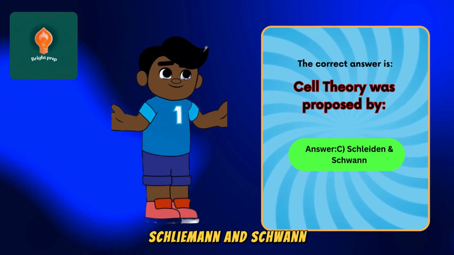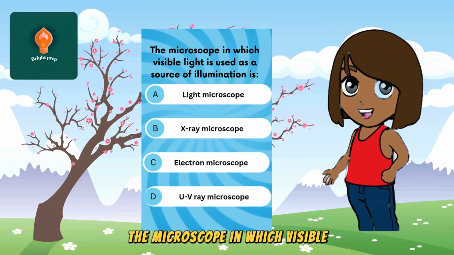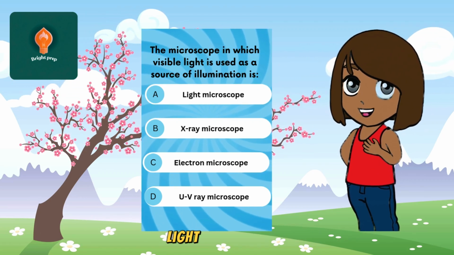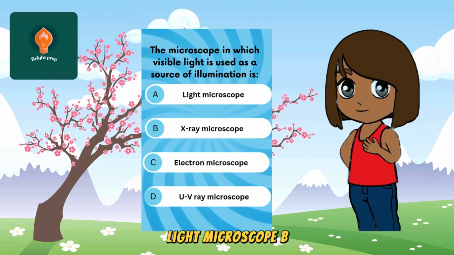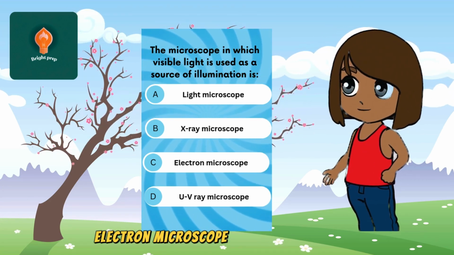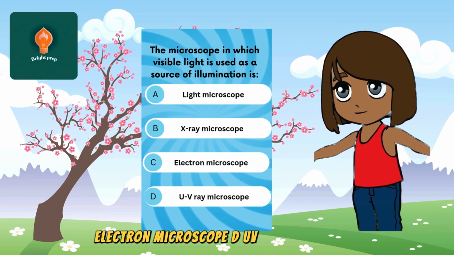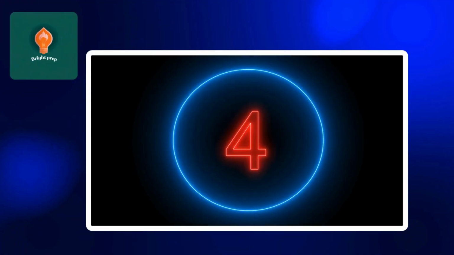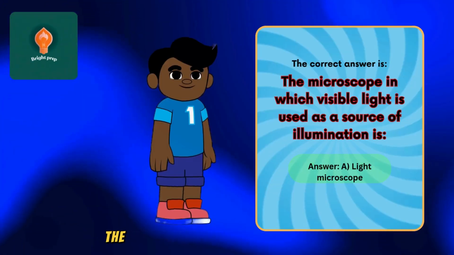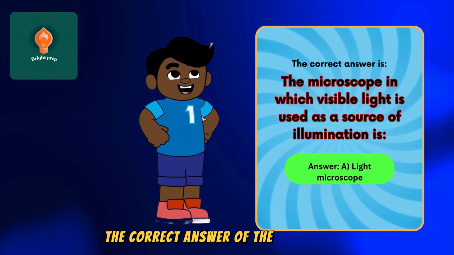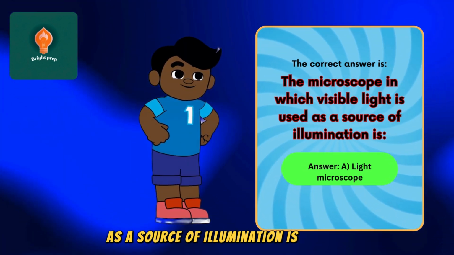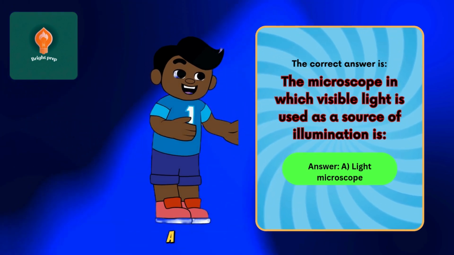Schleiden and Schwann. The microscope in which visible light is used as a source of illumination is A. Light microscope, B. X-ray microscope, C. Electron microscope, D. UV ray microscope. The correct answer of the microscope in which visible light is used as a source of illumination is Answer A.